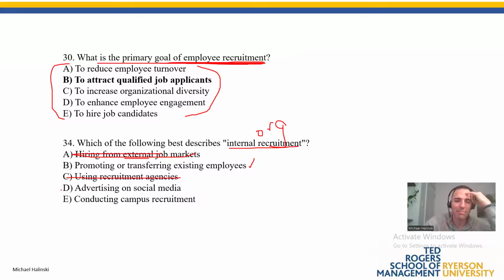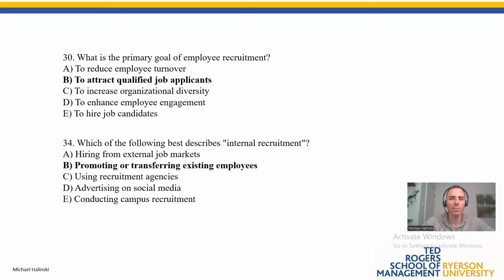Advertising on social media. I guess technically you could do that to recruit internally, but you wouldn't use social media if you're really posting a job. You'd probably use your intranet or some type of server or email within the organization. You could, but you wouldn't. Conducting campus recruitment, no, that's more for hiring people from university into an organization. So only one here really talked about filling a role with people already within the organization.